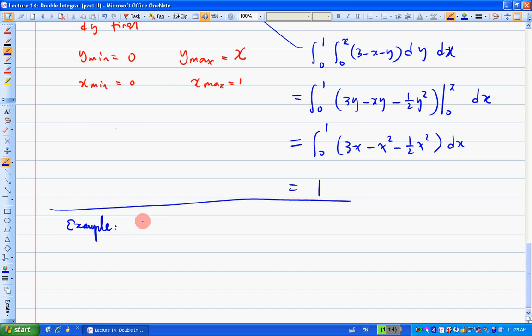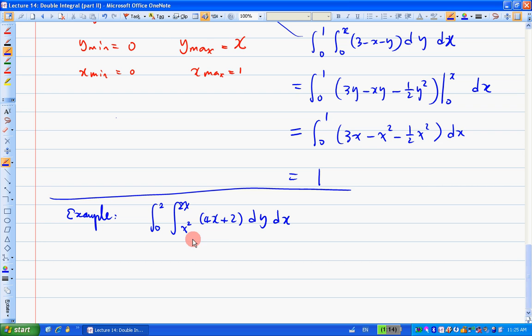Hang on a second. Before we talk about the other one, this is the other kind of application. I give you the double integral. So I give you a double integral here, then I may ask you this question: here's a double integral, I want you to sketch the region R.